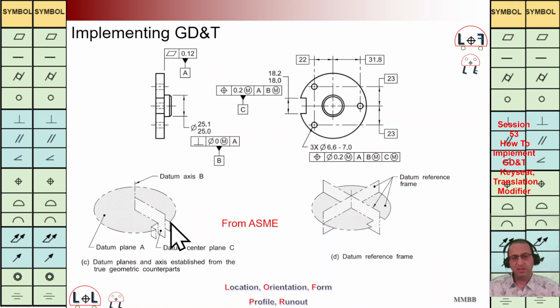And as we can see here at bottom left, we have plane A here, axis B here, and reference plane C here. We are going to have this reference frame as it is highlighted at bottom right. This frame we have, A, B, and C.